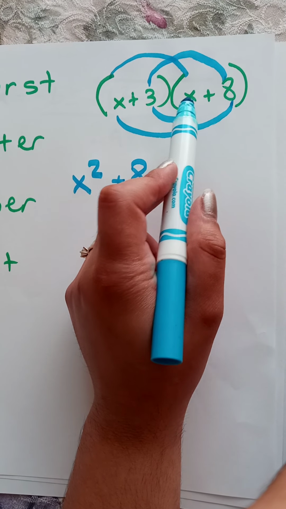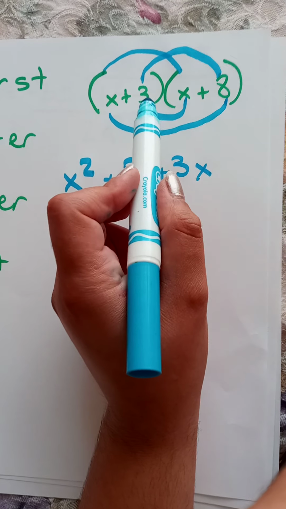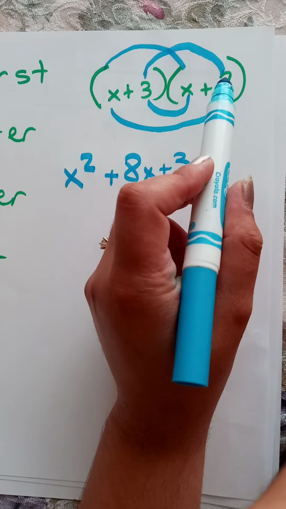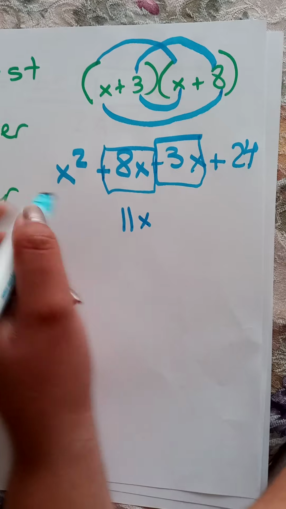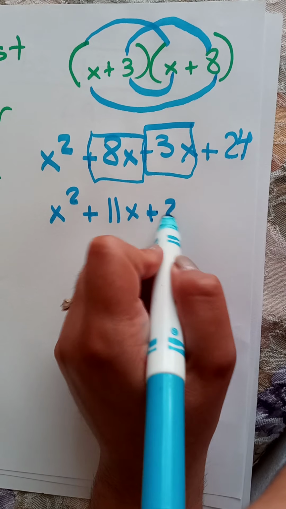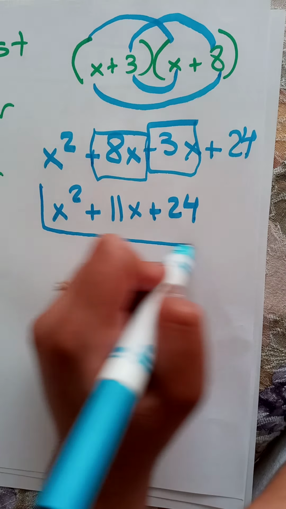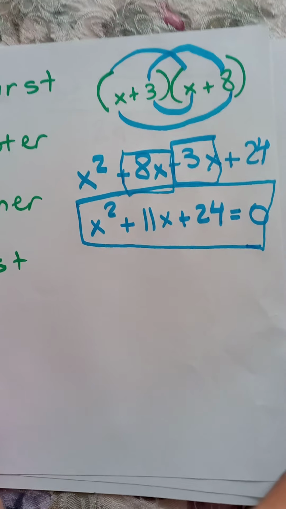Inner, 3 times x is 3x, plus 3x. And last, 3 times 8 is 24. So we do positive 24. Now, we combine like terms, 8x plus 3x, and we get 11x. So your new answer will be x squared plus 11x plus 24 is equal to 0. And that is your answer on how to solve using the FOIL method.